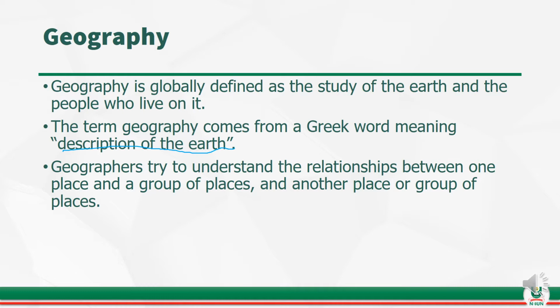So the geographers try to understand the relationship between one place or group of places and another place or group of places. These relationships are called spatial interaction. Spatial interaction. Now, geographers study the earth because they want to describe it or explain it and make predictions or forecasts about its future.